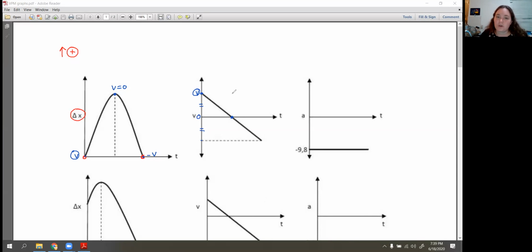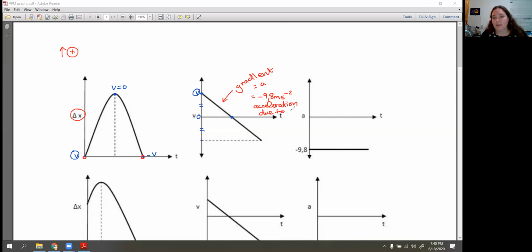Remember here also that the gradient of a velocity versus time graph tells us our acceleration. And here we have a negative gradient. Remember, negative means down. And we in fact know that the gradient of this line is going to be negative 9.8. And in fact, we could even put in units. It's going to be negative 9.8 meters per second squared, because this is the acceleration due to gravity.